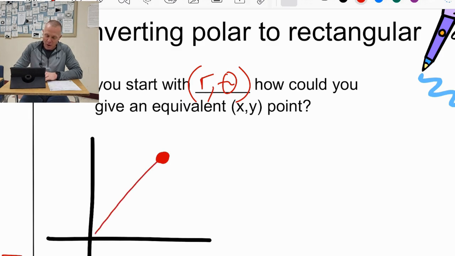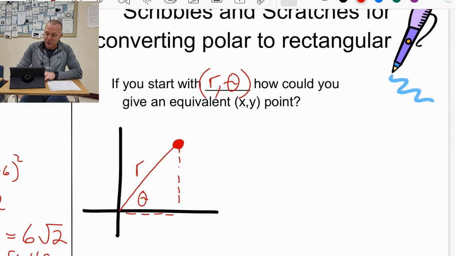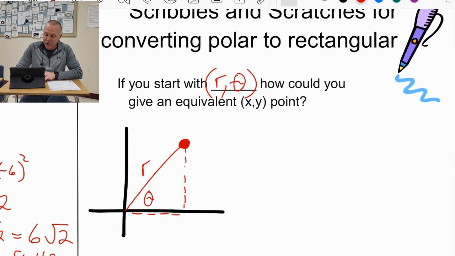So, of course, if we have an r and a theta, they would no doubt be represented by this distance and this angle. Remember, if we're converting it to rectangular, that would mean that we would want an x and a y. So, from the familiar sketch, x and y can 100% be the legs of this triangle. So the question now becomes, how can you take an r and a theta and come up with an x and a y? Let's talk about the y value first.